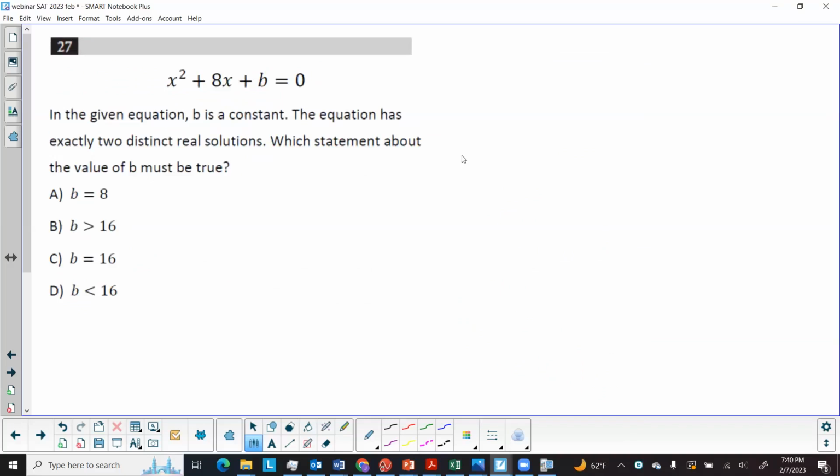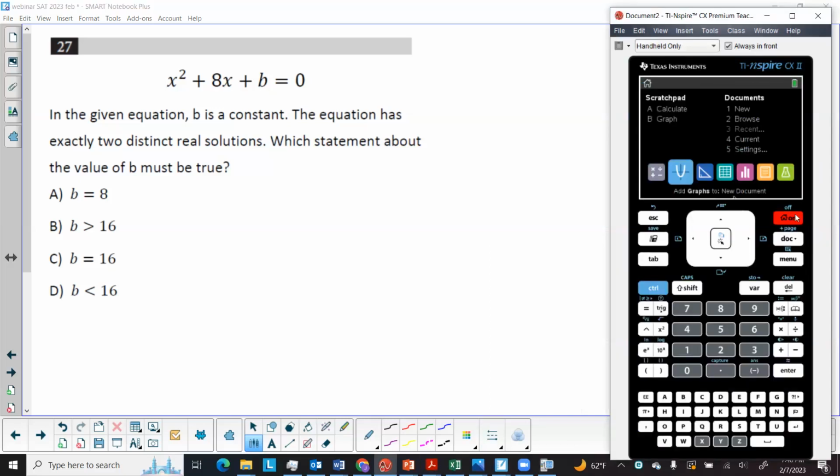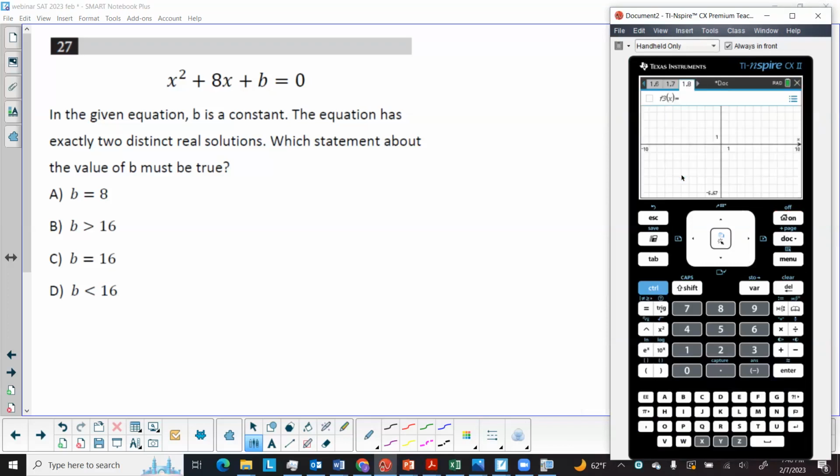Let's talk about this one. And Tom, I know when you saw this problem, you had the same idea I had. What was your idea that you would use? Yeah, I thought to use a slider for B and just graph x squared plus 8x plus B, and then let the slider be 8 and 16 and see what happens, whether it's at 8, at 16, greater than 16, less than 16. I could actually see it graphically, even though I could do this algebraically.